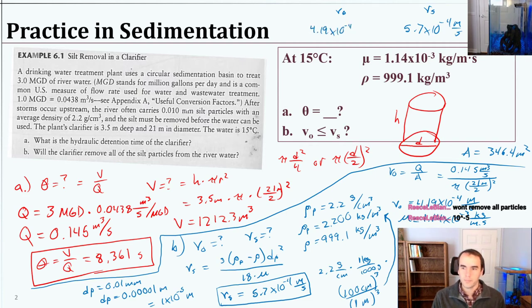Oh, okay, you're right. Good call. I misspoke. That was supposed to be minus 5th. Yes, thank you. So that means that the critical settling velocity is faster than the settling velocity of a given particle. So exactly like you said, therefore it will not remove all of the particles. So no is the answer. Now it'll remove some of them, but not all of them.